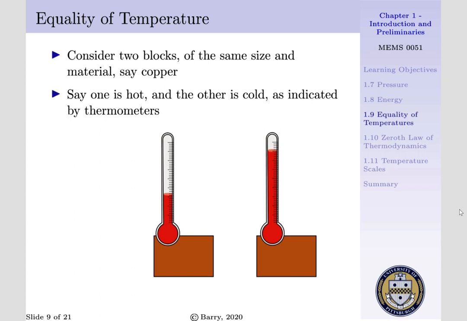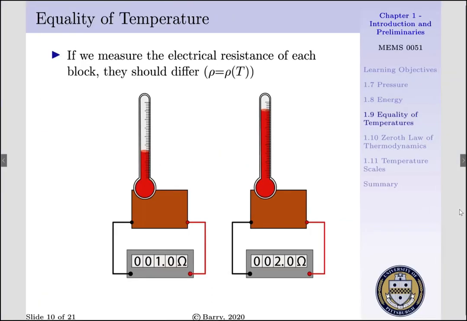Now let us discuss the equality of temperature. Consider two blocks of the same size and material, say copper. Say one is hot, i.e. the block on the right, and the other is cold, i.e. the block on the left, as indicated by the two thermometers. Now if we measure the electrical resistance of each block, they should differ, since the electrical resistivity is a function of temperature. We see the electrical resistance of the cold block is 1 ohm, and the electrical resistance of the hot block is 2 ohms.